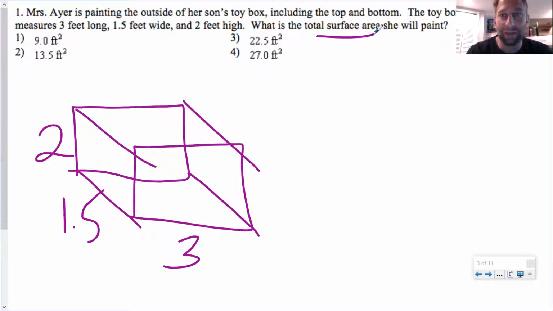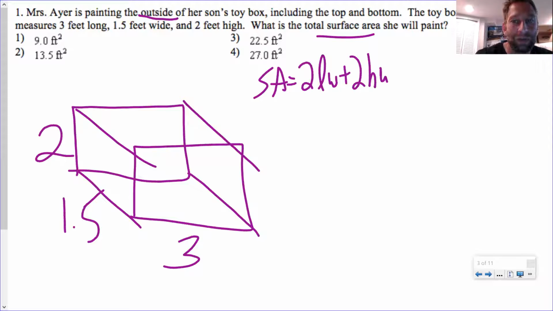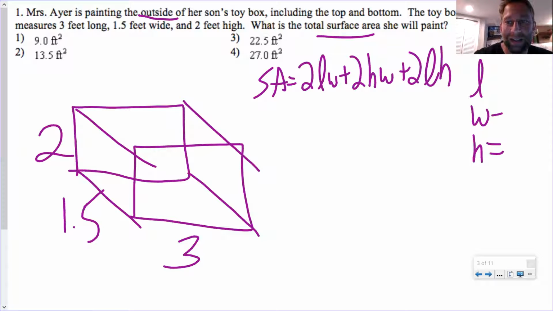No. It's asking for the surface area, and I hope you understand that it's surface area because she's painting the outside of the toy box. If you're painting the outside, that's the surface area. If you were filling the inside of the box with paint, that would be volume, but the outside is surface area. So surface area is 2LW plus 2HW plus 2LH. I want you to list the length, the width, and the height. The most common mistake with this is putting the wrong value in for the wrong thing.